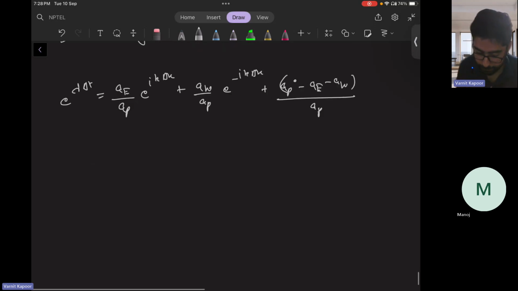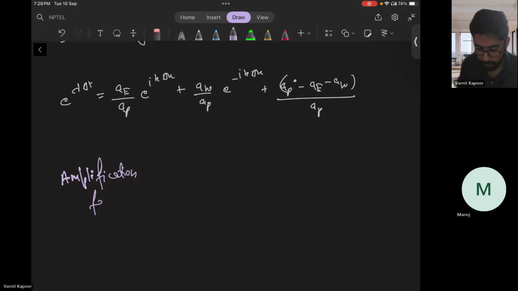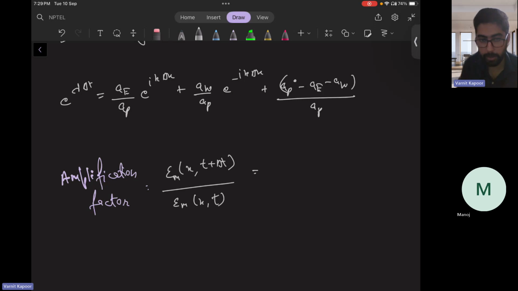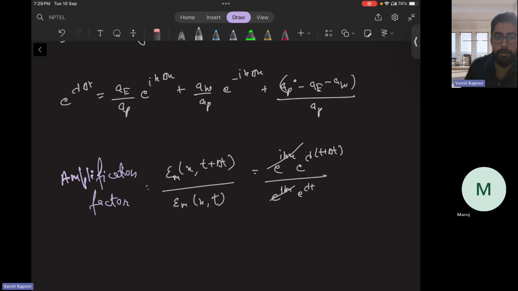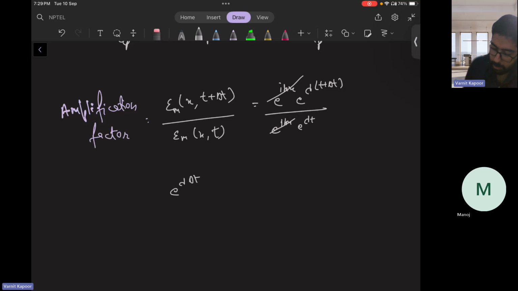So what is your amplification factor? The amplification factor is nothing but the error at mode m at x comma t plus delta t over the error at mode m at x comma t. So it is e^(ikx) e^(lambda (t plus delta t)) over e^(ikx) e^(lambda t). This and this cancel out. You have e^(lambda delta t), and you want the mod of this to be less than or equal to 1 for stability.